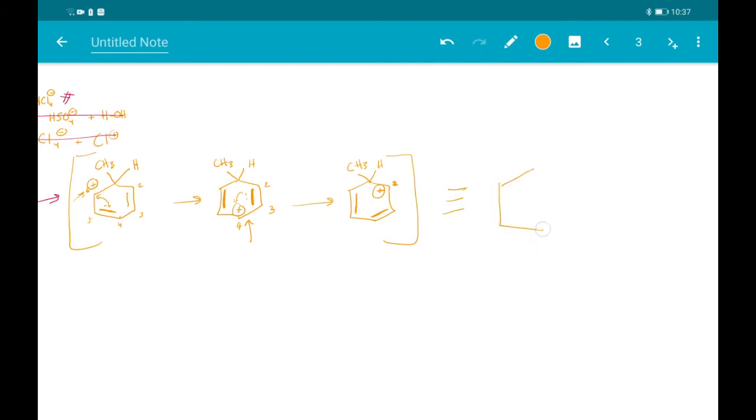So in general, we can draw the structure like this. Okay, we have the H and then we have the CH3. Then the positive charge is being delocalized inside the ring. This is the stabilized structure of the product of the benzene, of the benzene derivative.